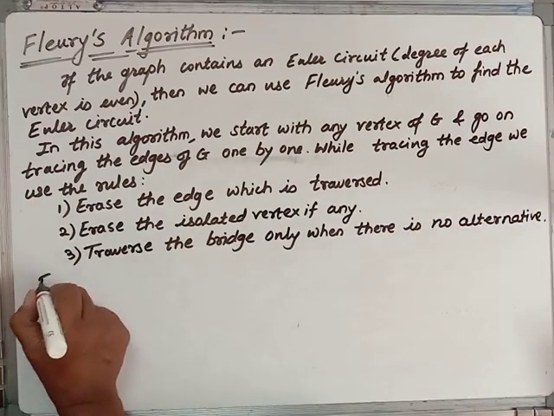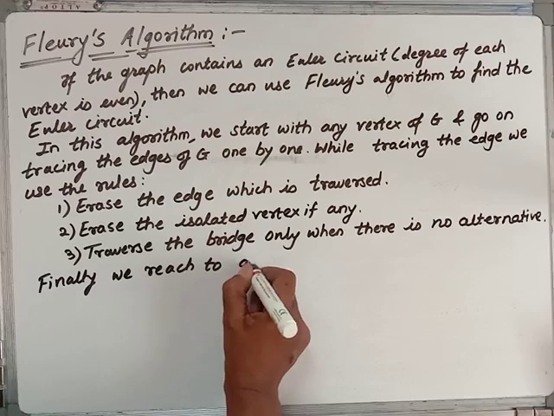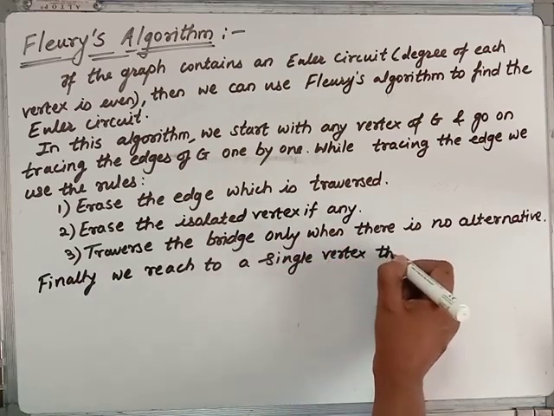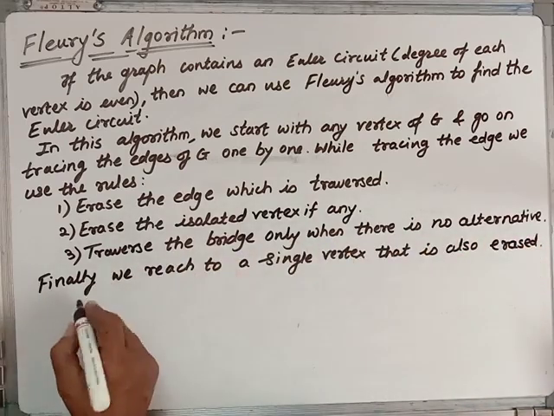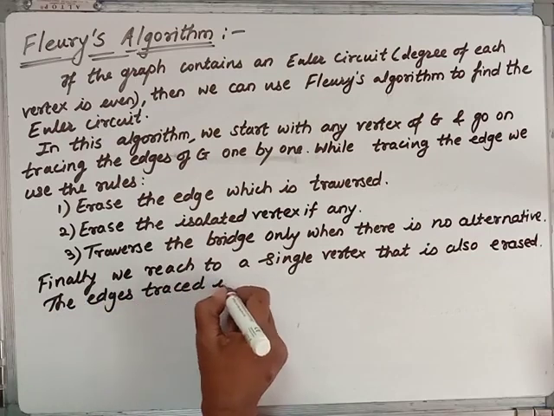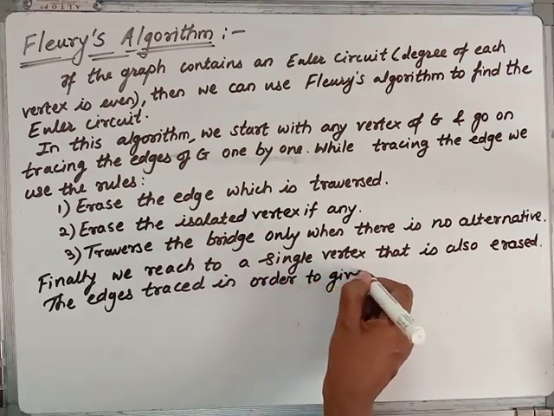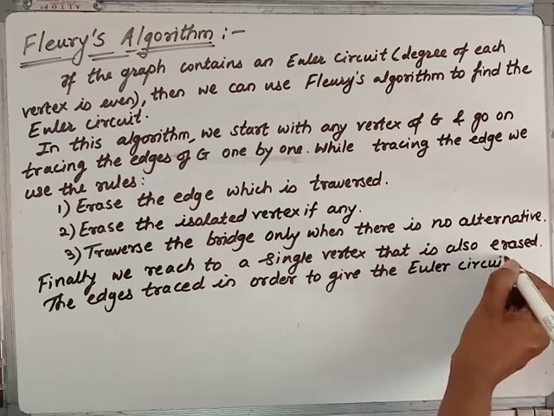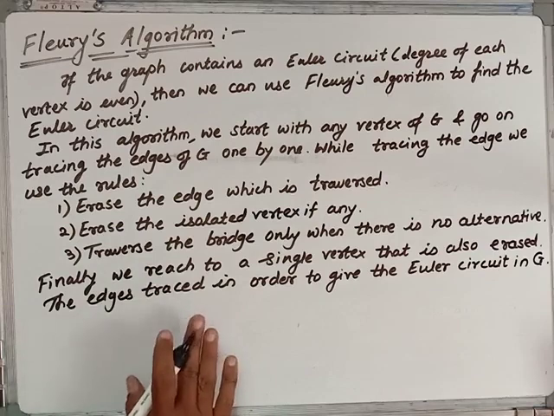Okay. Finally, we reach a single vertex. That is also erased. The edges traced in order give the Euler circuit in G. Let's solve an example on this so that you will be very clear about this.